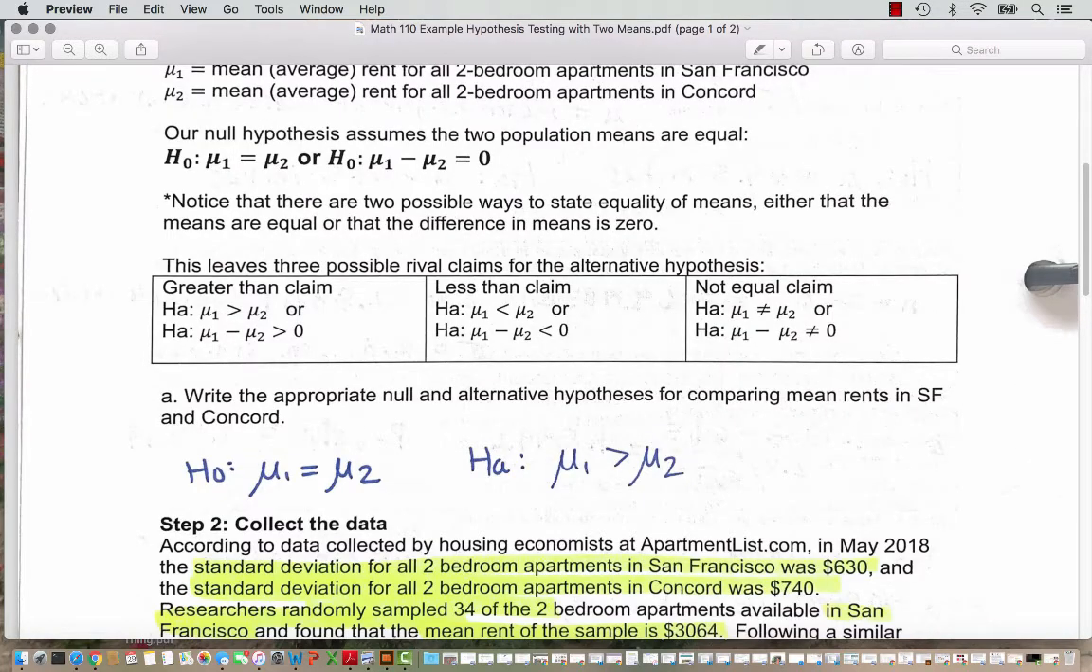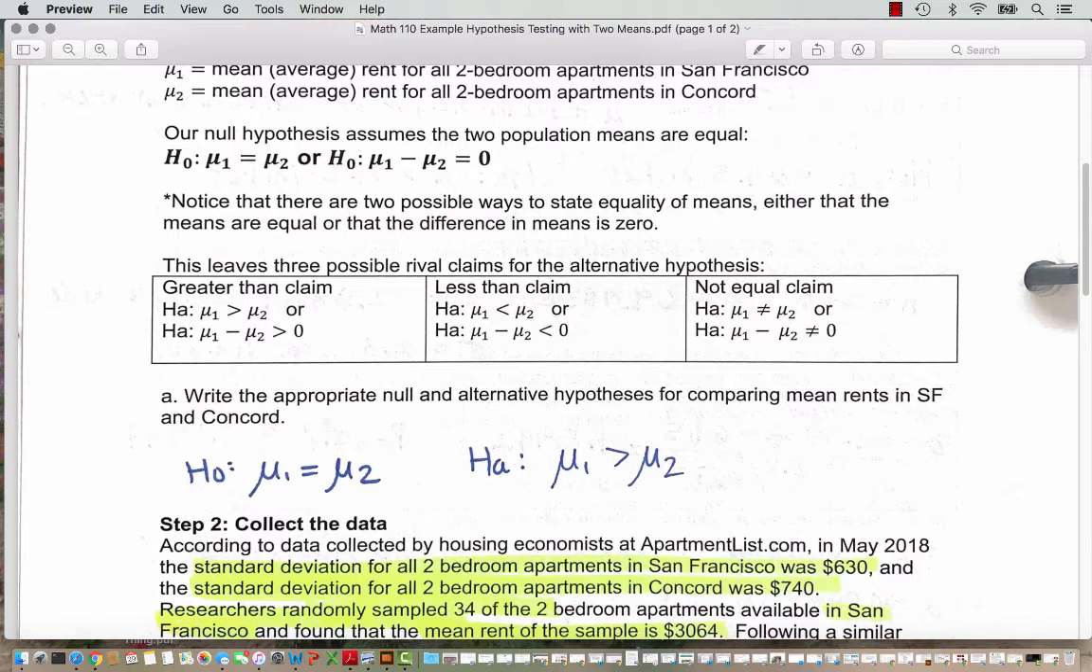Our null hypothesis assumes the two population means are equal. So there's two different ways we could write that. We could say H sub 0, which stands for null hypothesis, mean 1 equals mean 2, or the equivalent statement would be to say mean 1 minus mean 2 is 0. StatCrunch, when you choose a hypothesis test, writes it the second way. You can write it mean 1 equals mean 2, whichever you prefer. So notice there's two possible ways to state equality of means, either that the means are equal or that the difference in means is 0.